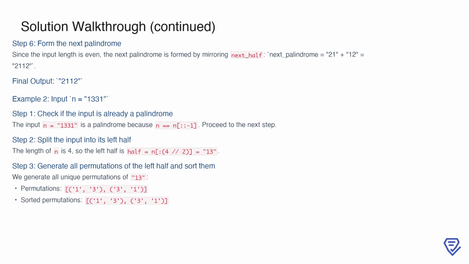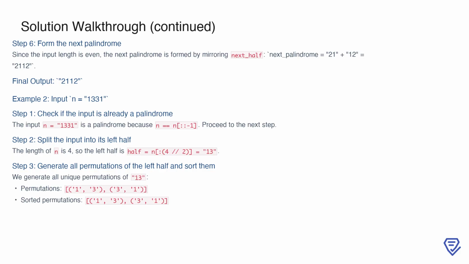Moving to the next example, we have the input n equals 1331. First, we check if it's a palindrome. Since 1331 equals its reverse, it is confirmed to be one. We then split the input into its left half. The length of the string is 4, so we extract the first two characters, giving us half equals 13. From here, we generate all unique permutations of 13.